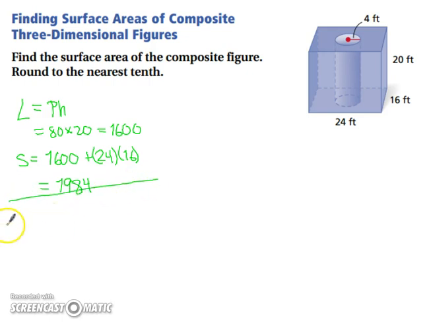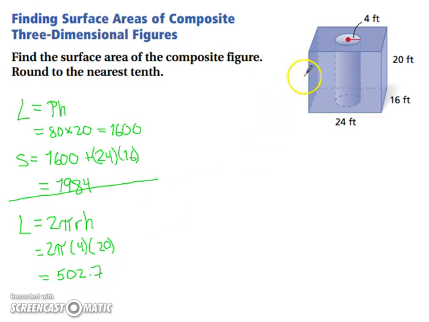Now that's the total surface area of a rectangular prism. We now need to try to find our lateral area of our cylinder. So the lateral of our cylinder is going to be 2 pi r h. So 2 times pi times our r, which is 4. So we have 2 times pi times 4 times 20, which gives us about 502.7.